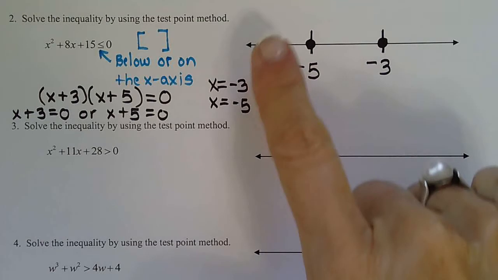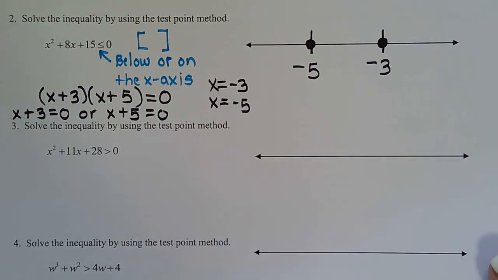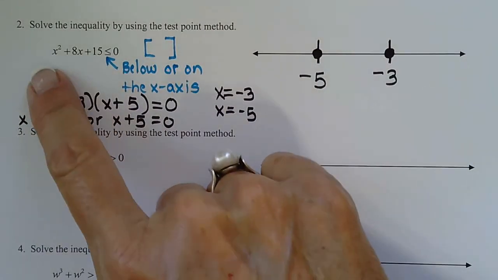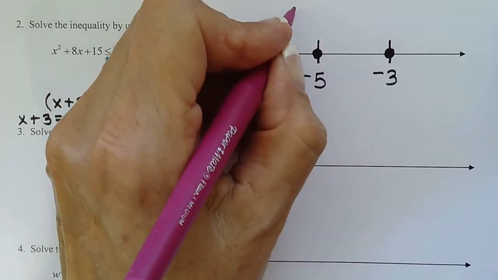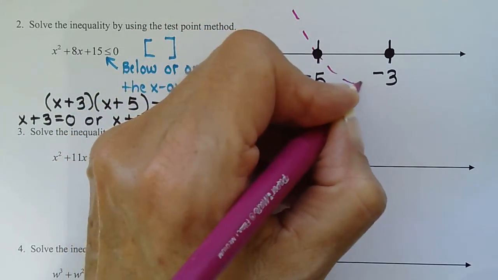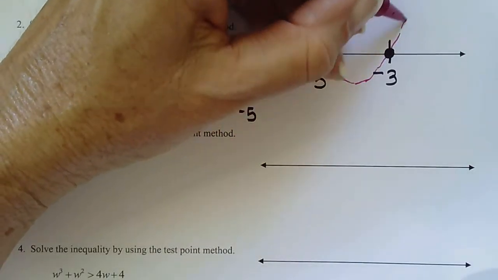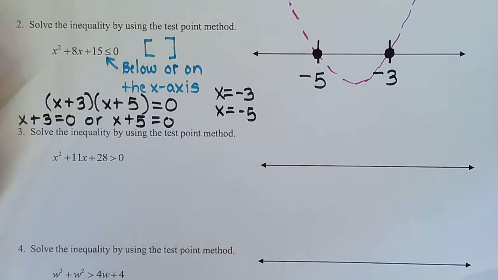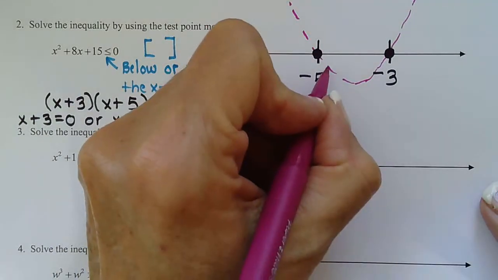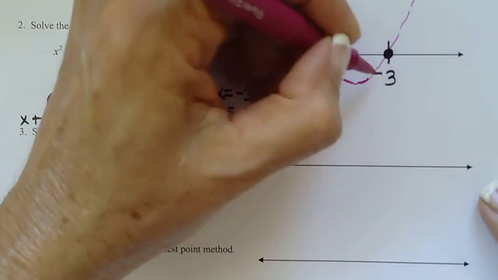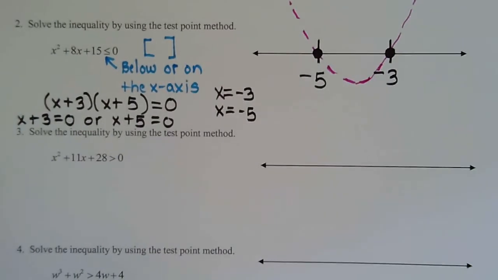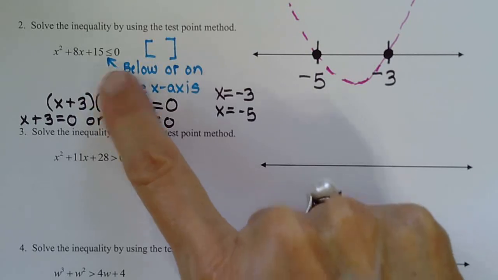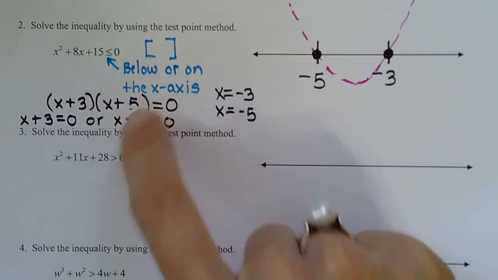So at this point, you could do test points like we did on the last page, or you can go, oh, well, I know how to draw a parabola. That's a parabola that cups up. So you could draw a rough sketch of a parabola. And what that's going to tell you, now we have to pick the region that we want. This wants to know, when is the parabola below the x-axis?